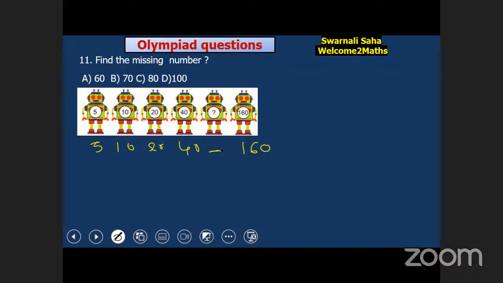Can you solve this question? 5, 10, 20, 40. So what would be? 160. So which number would come here? 60, 80, 100, so many answers. So what would be the right one? You see, it's 5, 10, 20, 40.